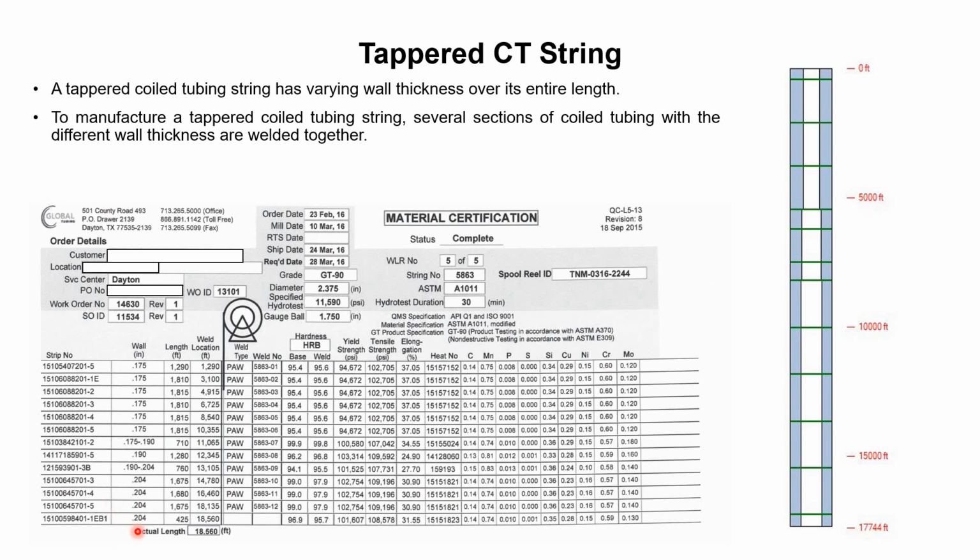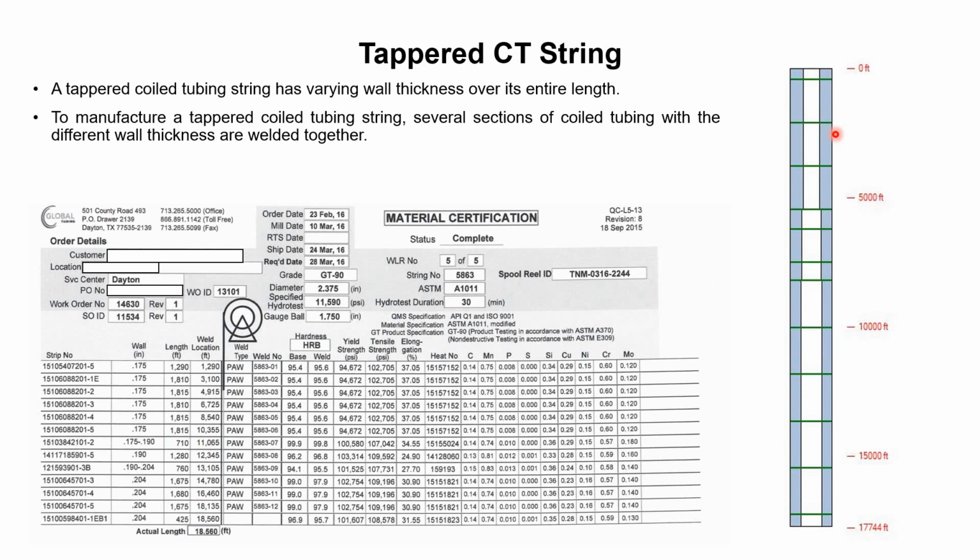The first section has a 0.204 inch wall thickness. So this one is the bigger wall thickness. Then we have the second section at 0.190, this one, and then we have 0.175 at the end. In this way this coil will have different inner diameters, but the one thing to remember is that its outer diameter, from the outside, will still be the same.